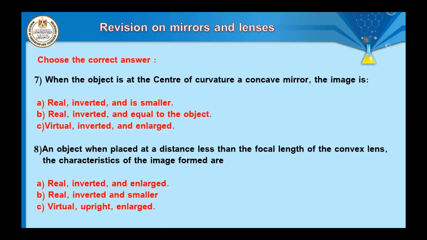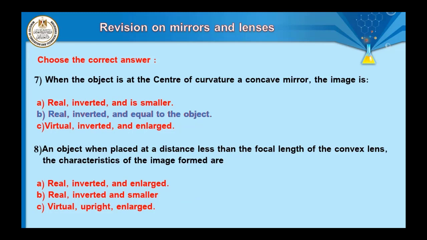Question number seven. When the object is at the center of curvature of a concave mirror, the image is: real, inverted and smaller; real, inverted and equal to the object; virtual, inverted and enlarged. Which of them is correct? Yes, I can hear you. You know that this is the standard case in which the object equals the length of the image. So the properties of this image: real, inverted, and equal to the object. The correct answer is number B, which has a different color.